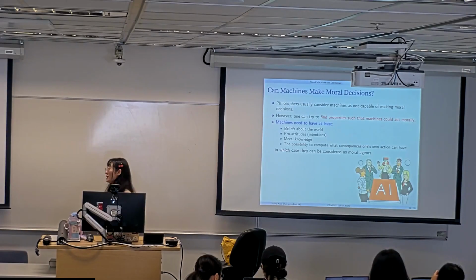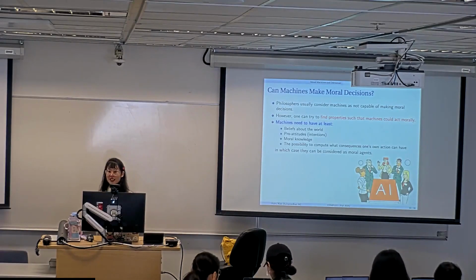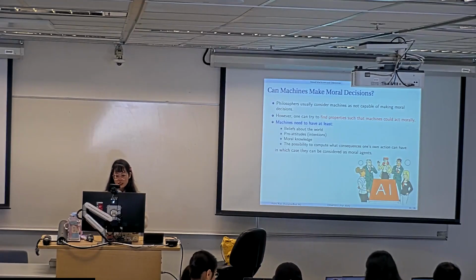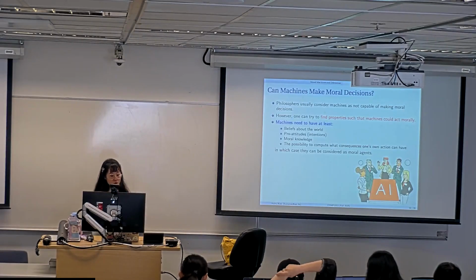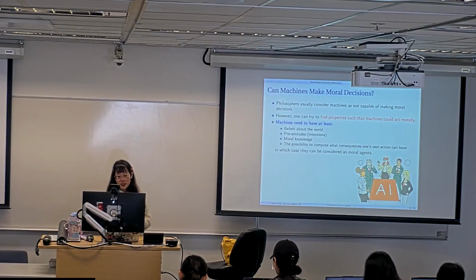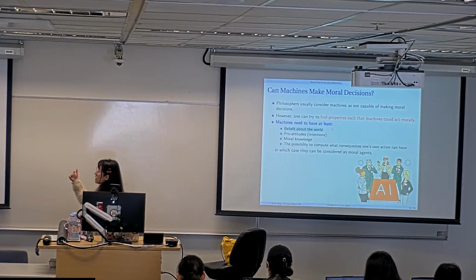However, as an AI developer, we still need to try, right? We still need to make our efforts to make it possible for the machine to make some moral decisions. We can try to find some properties such that machines could act morally. In this case, the machines need to have at least, first, beliefs about the world. For each of these terms, we can try to propose some solutions from the technical aspect to address it.